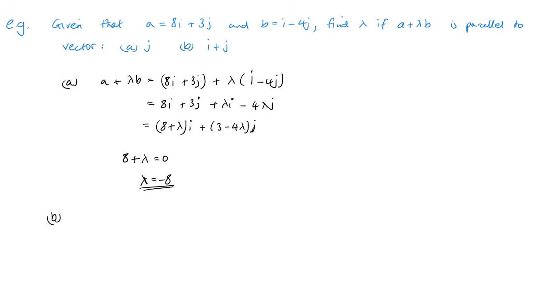Now, for part b, we want it parallel to i plus j. So we want the component of i and the component of j to be exactly the same because they're the same size. So what we want for part b is the 8 plus lambda to be equal to the 3 minus 4 lambda, so that the components are the same. So that means adding my 4 lambda and then taking away 8.